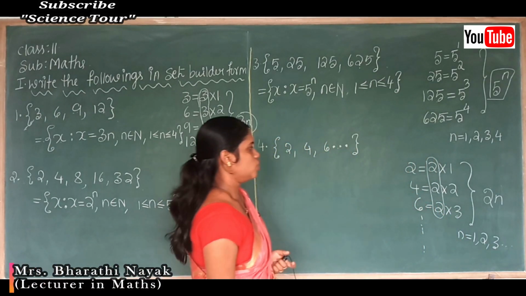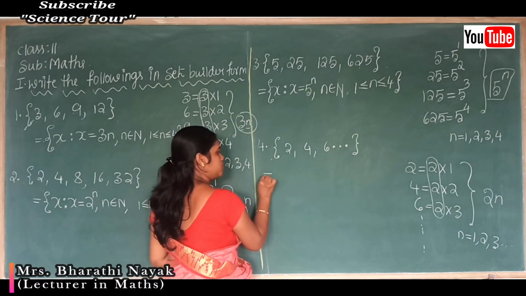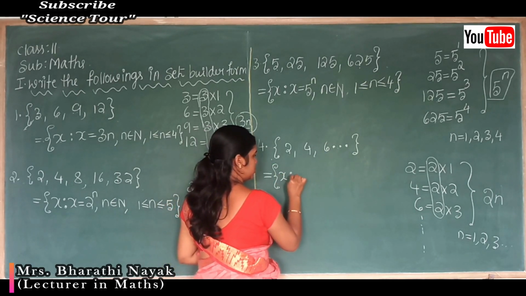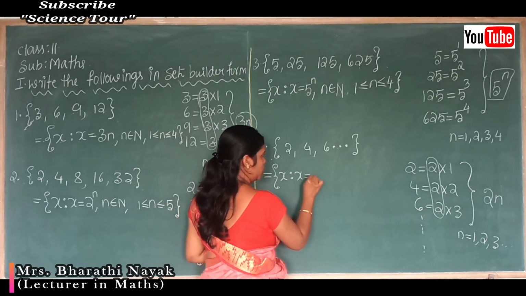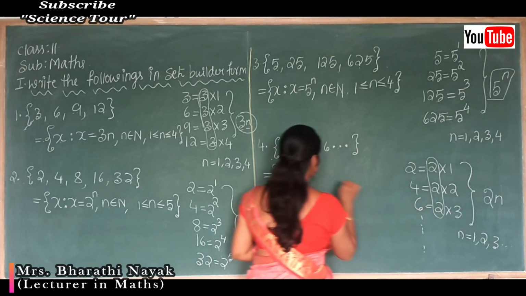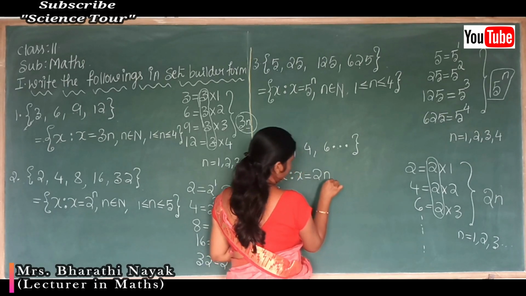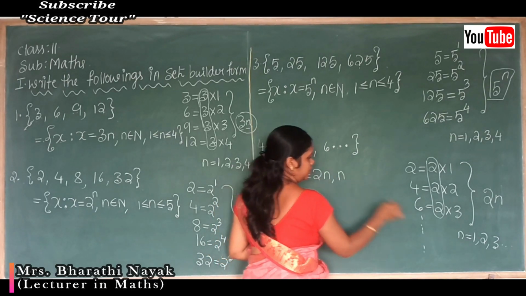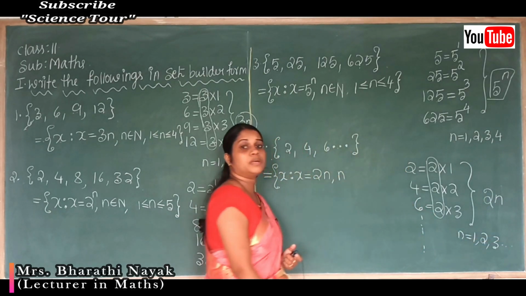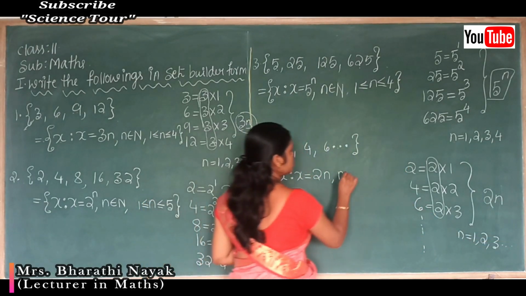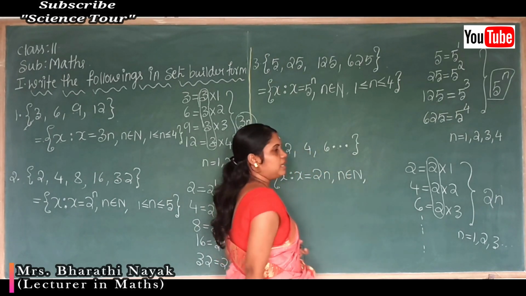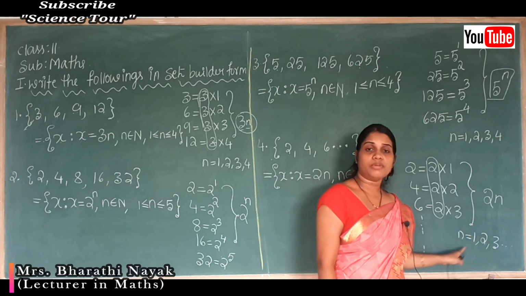Now I'll write the set builder form. This is equal to the set of all x such that x is equal to 2 into n. Here n is 1, 2, 3, all natural numbers. So n belongs to N. Also the value of n is varying from where to where?